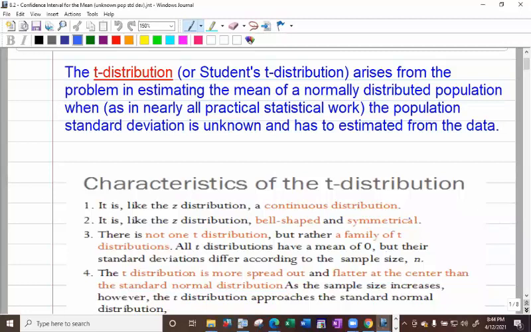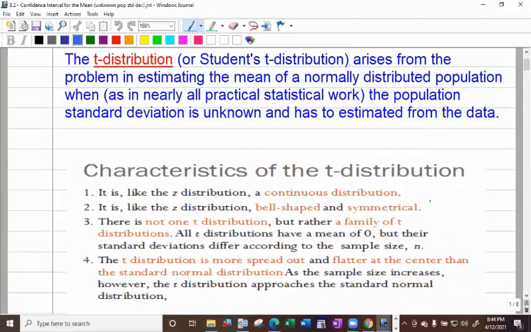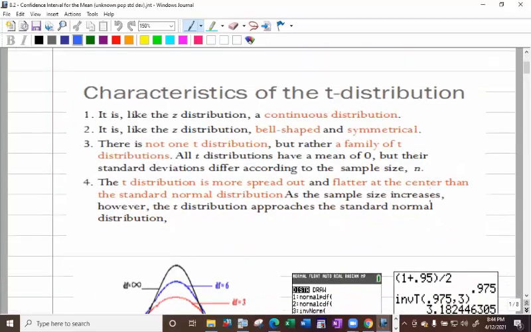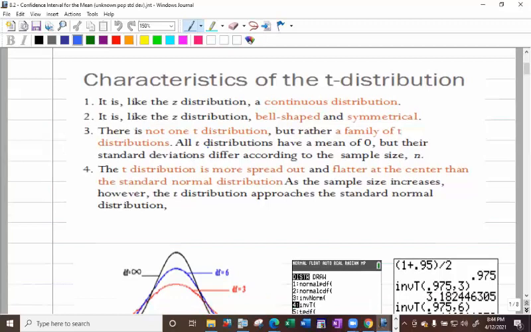Now the T distribution is similar to the normal, in that it's continuous and bell-shaped. But the difference is, and that's where it came in, the issue with not knowing the population standard deviation, mostly with smaller sample sizes, is it has a slightly different shape depending upon the sample size. It's not all just one universal distribution like the regular normal distribution. That's why they say there's a family of distributions, and they differ. Standard deviations differ due to the sample size n.